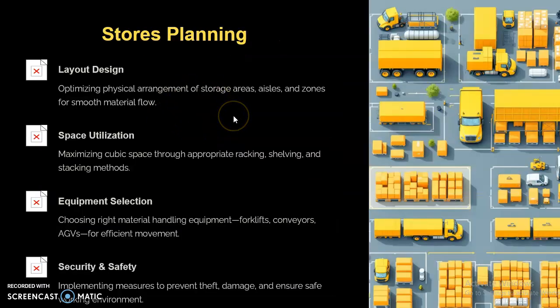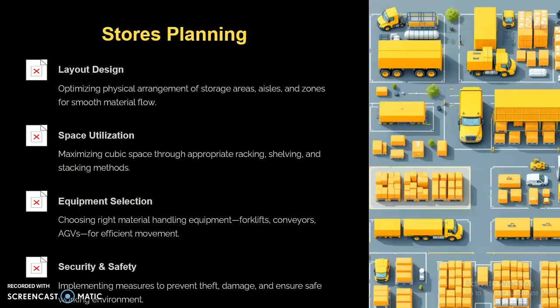The next is stores planning. Stores planning involves layout design, space utilization, equipment selection and security and safety. So, layout means physical arrangement of all the facilities within the storage area. It includes optimizing the storage areas by using aisles and the various zones for smooth material flow. Space utilization means using the cubic space through appropriate racking, shelving and stacking methods.